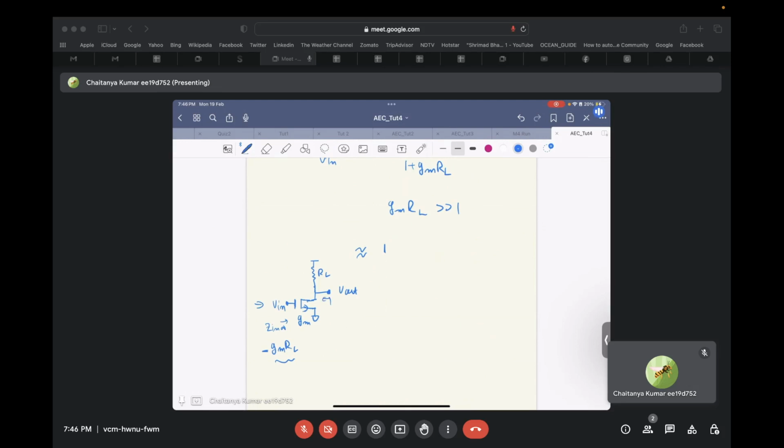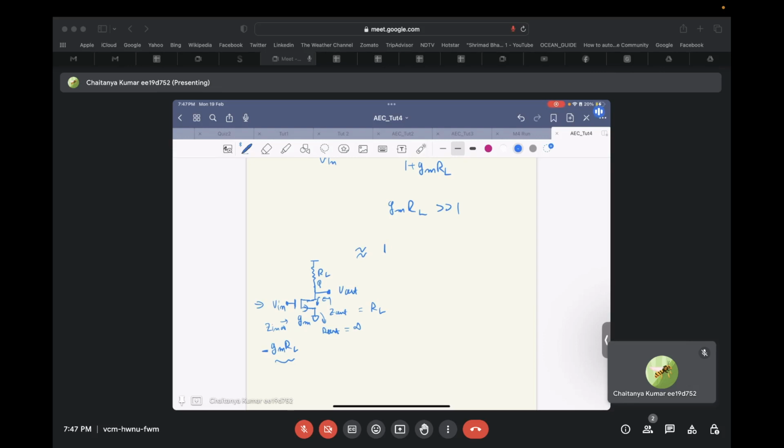If we look at the output impedance from here, the looking up impedance is RL, and in parallel to that, the looking in impedance of a transistor without any output resistance, from this node, that is from the drain, will be equal to infinite. So your Z out is equal to the load resistance RL. This does not serve the purpose of zero output impedance.